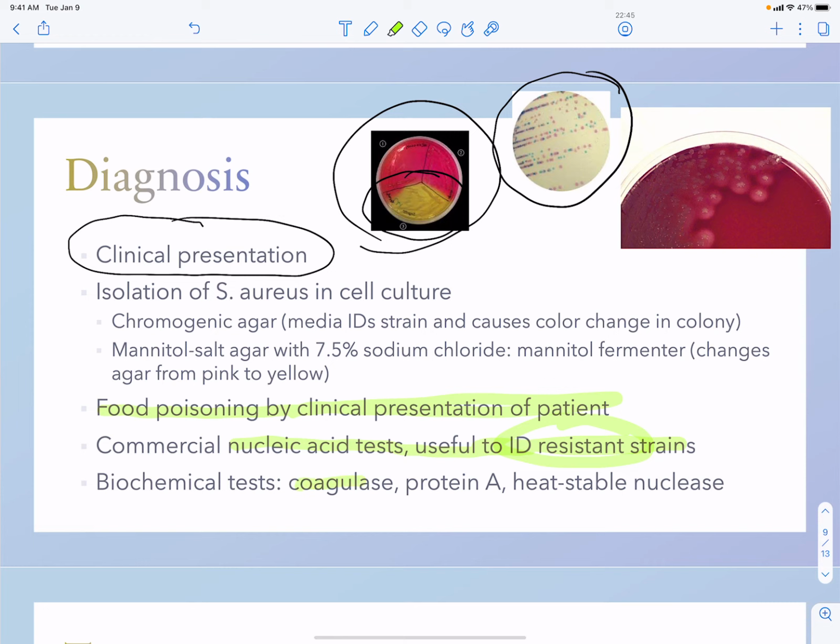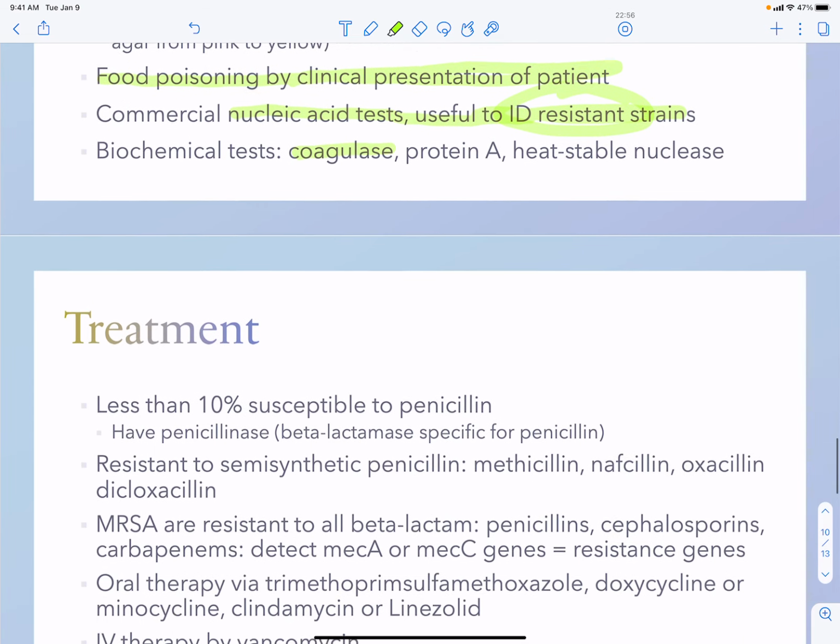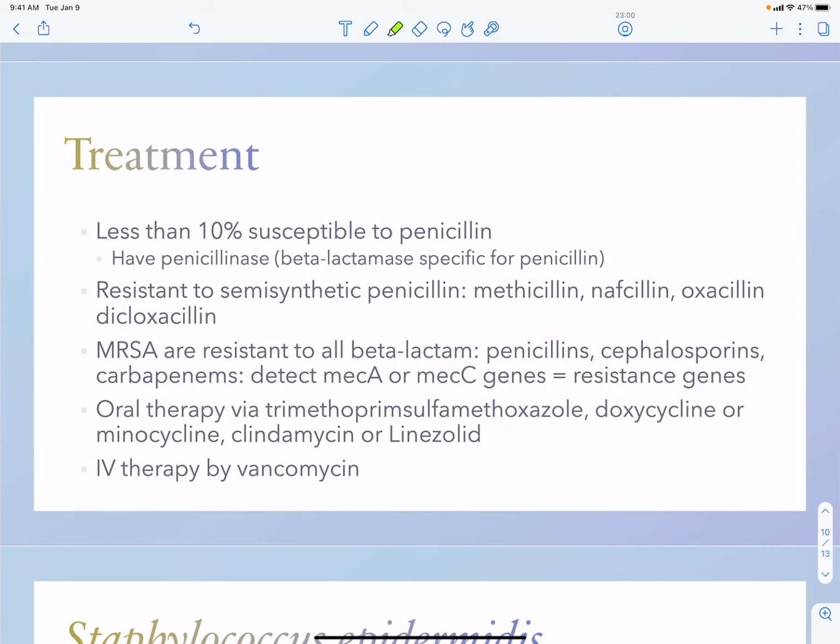Biochemical test, again, coagulase is very important for Staph aureus, and it'll differentiate Staph aureus from non-coagulase positive staphs. And you also have heat-stable nucleases and protein A. So treatment for Staph aureus is going to be antibiotics. So again, they're highly resistant to penicillin.